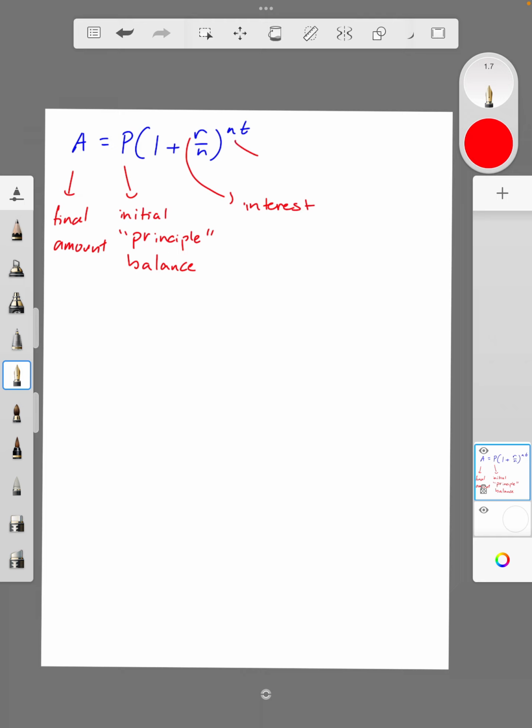And N will be the number of times interest is applied over your time period. In most cases, your time period will be 1 year. So let's put 1 year here. And here it is 1 year in this case.